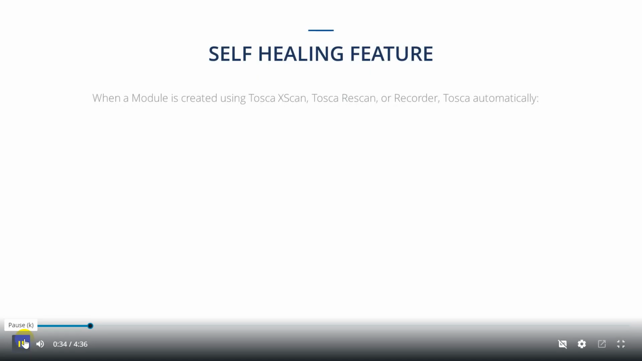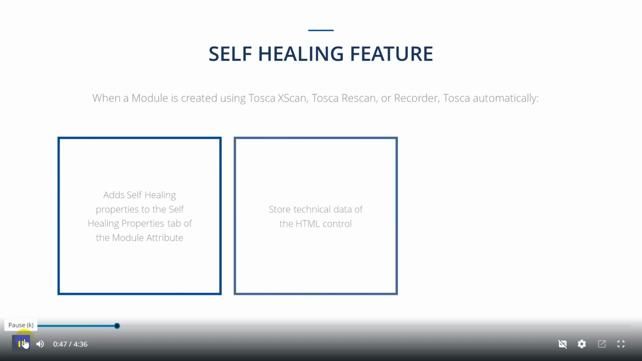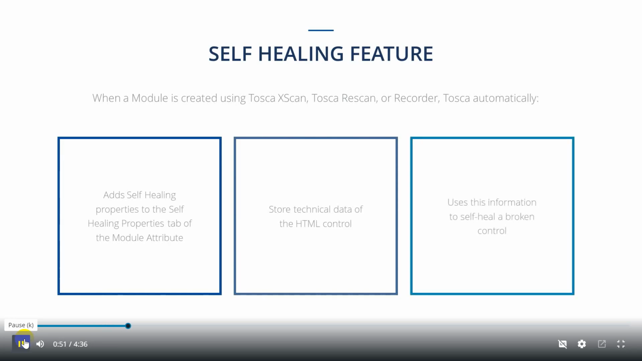When a module is created using Tosca XScan, Tosca Rescan, or Recorder, Tosca automatically adds self-healing properties to the Self-Healing Properties tab of the module attribute. These properties store technical data of the HTML control. Tosca uses this information to self-heal a broken control.